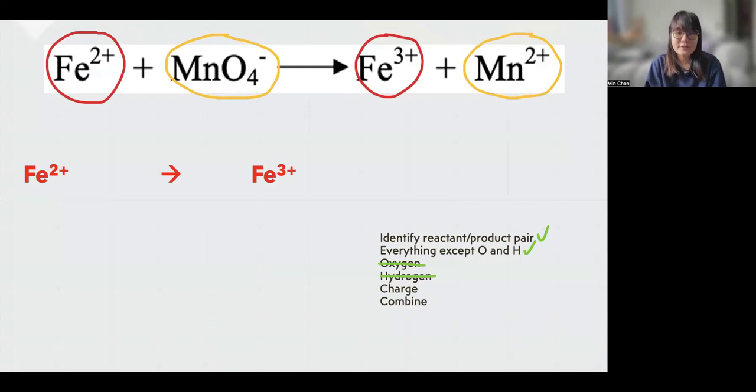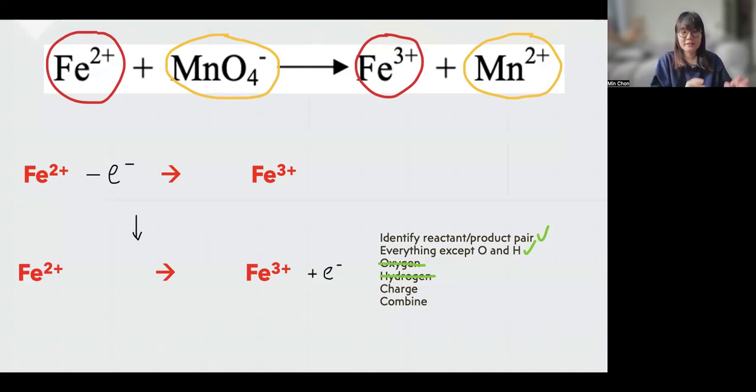Then the last part to do is to balance the charge. So there's a 2+ charge on one side and a 3+ charge on the other. For Fe2+ to become Fe3+, it has to lose an electron. Usually you write it like this, right? But in chemistry, if you write a minus e- in the half equation, we have to make a little change. You've got to change it to this manner so that the minus e- is brought to the other side.